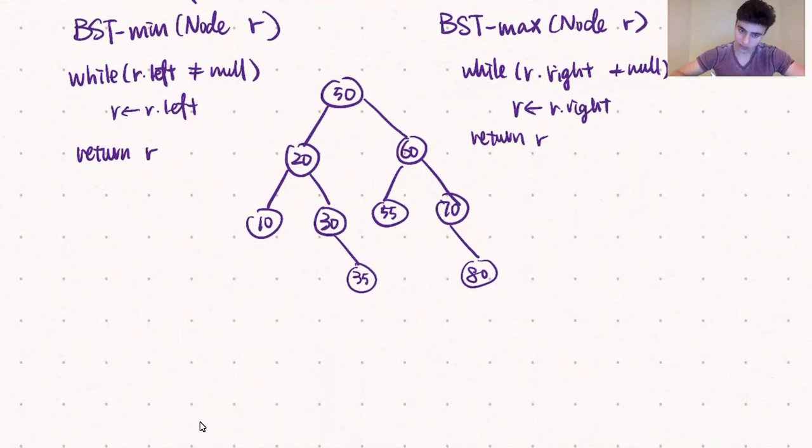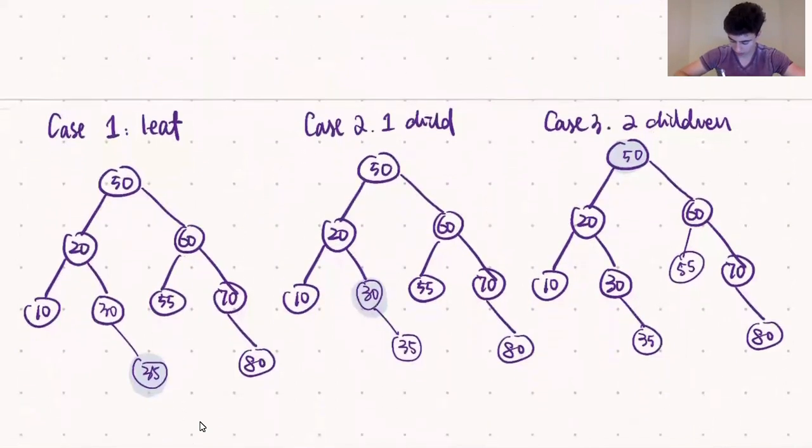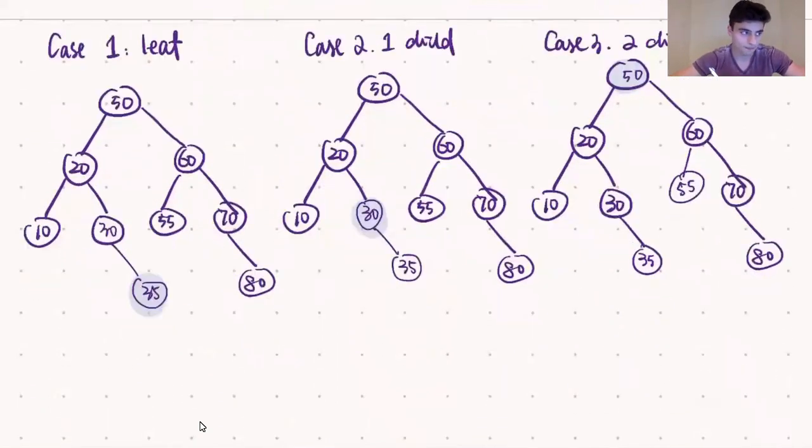So now that we've looked at the algorithms for min and max, we can now start discussing deletion. In deletion, there are three primary cases and one edge case. The edge case, which we'll call case 0, is when the node that we are searching for to delete does not exist within the tree. In that case, we are going to do nothing.